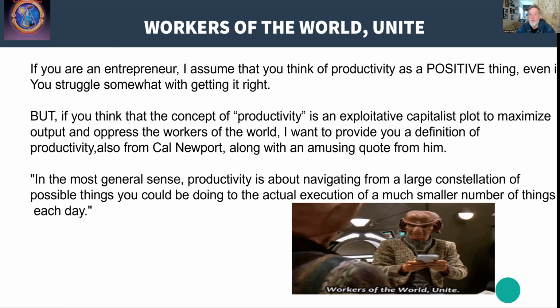If you're an entrepreneur, I assume that you think of productivity as a positive thing, even if you sometimes struggle with getting it right. But if you think that the concept of productivity is an exploitative capitalist plot to maximize output and oppress the workers of the world, I want to give you a kinder, gentler definition of productivity, also from Cal Newport, along with, I think, a tongue-in-cheek quote from him that I found amusing. So in the most general sense, productivity is about navigating from a large constellation of possible things you could be doing to the actual execution of a much smaller number of things each day.